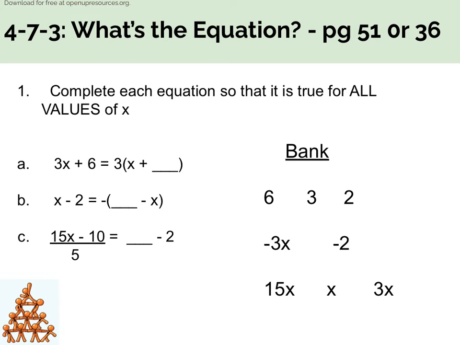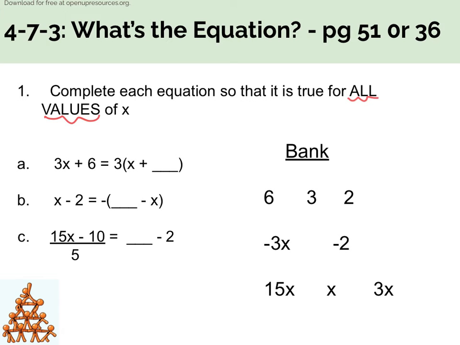All right, if we turn the page to page 51 and we look at this, it says complete each equation so that it's true for all values. And then I gave you an example bank that you can choose from and put in there. So remember, true for all values, I need a 3x on both sides, and then I want it to equal. Okay, so you're going to do A, B, and C, and then you can pick from the question bank. So go ahead and answer that, pause, answer that, and then come back to me.